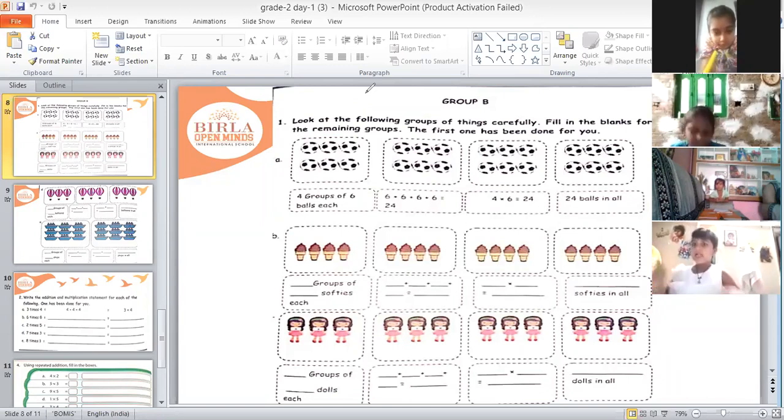It could be a football, it could be your ice cream, it could be your cupcakes, toy car, dolls, anything. It could be any object. Are there?